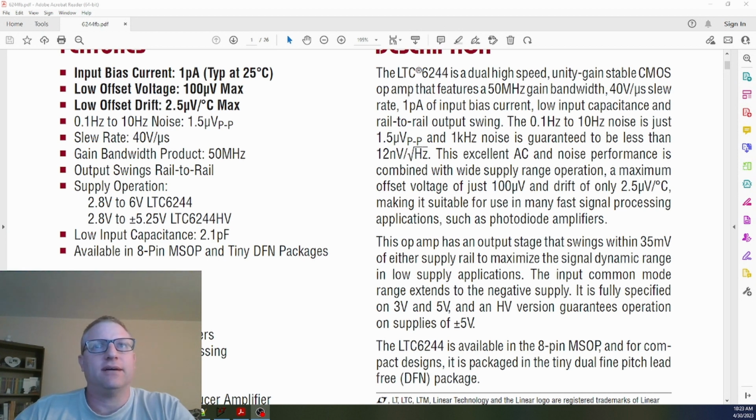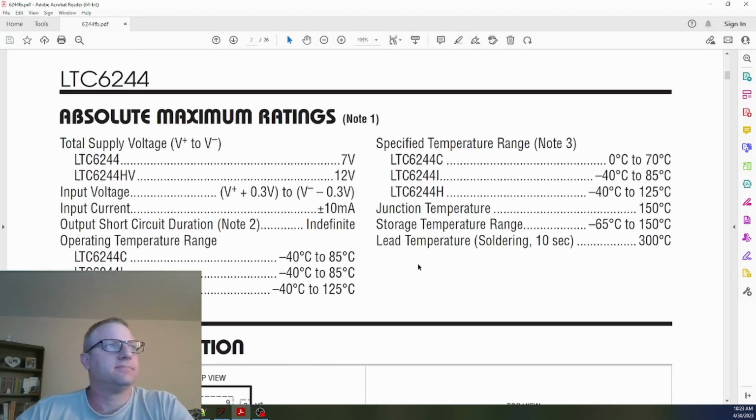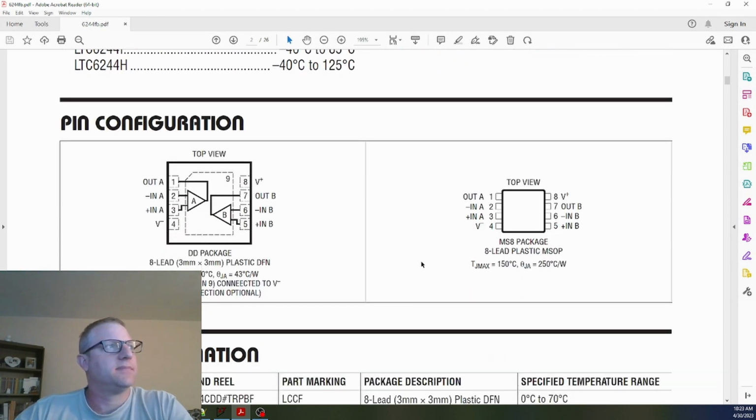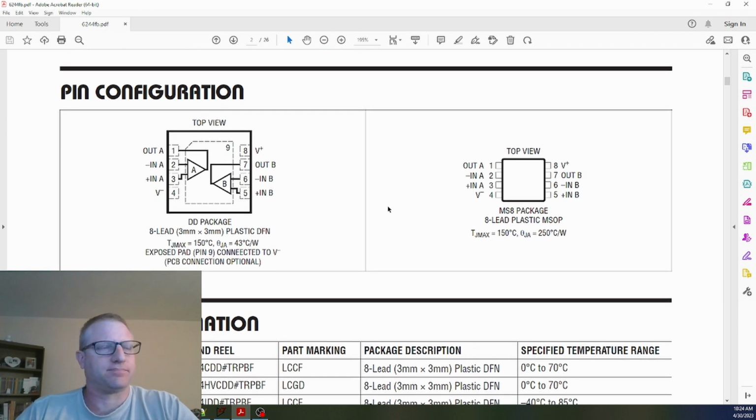Now we will go ahead and scroll down. And you see here, this is the pin configuration of this particular op amp. Some op amps, there's two flavors that you can get in a pinout of an op amp. You can either get this one, which is just the basic V plus, V minus, right? Your VSS, your VCC, input, ground, whatever you want to call it. And then your in plus, your in minus, and your output.